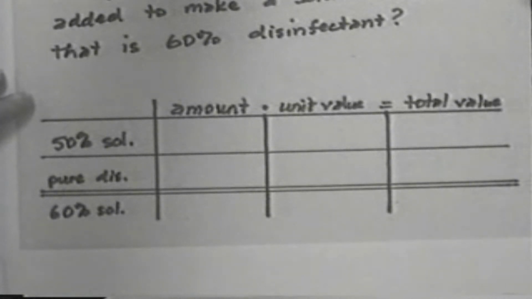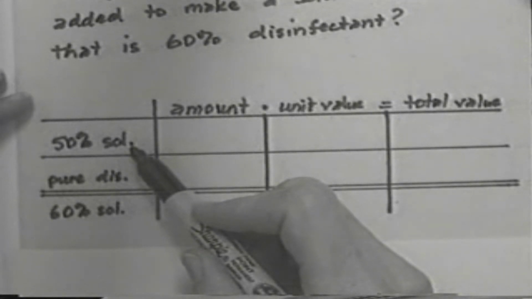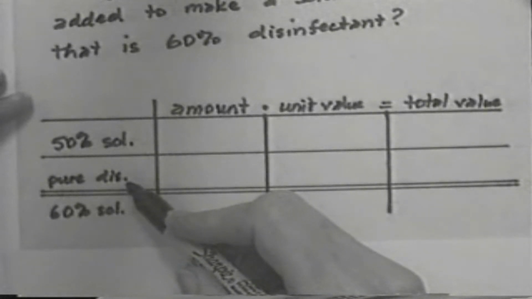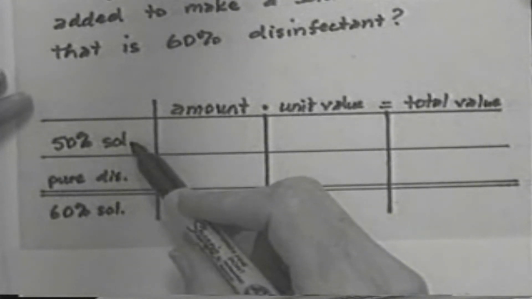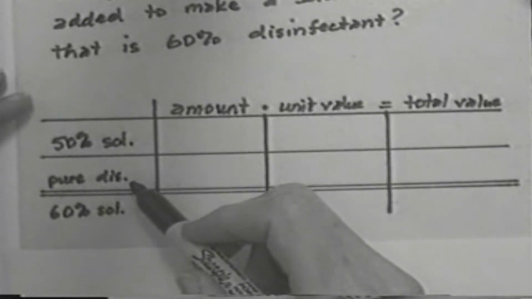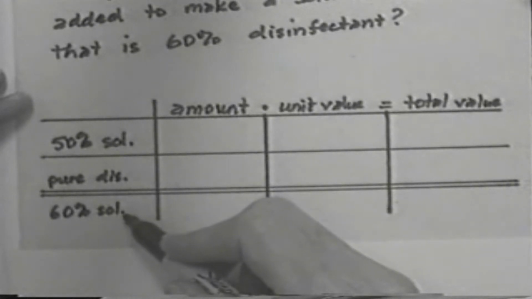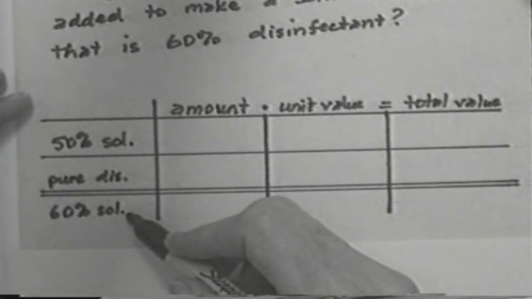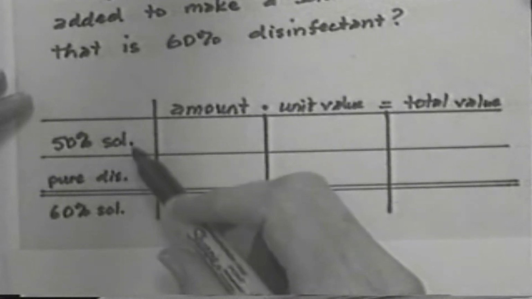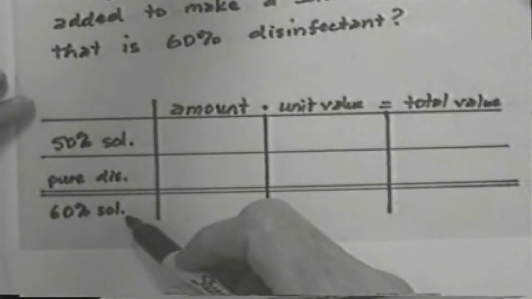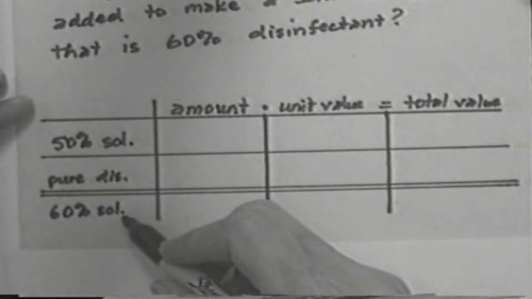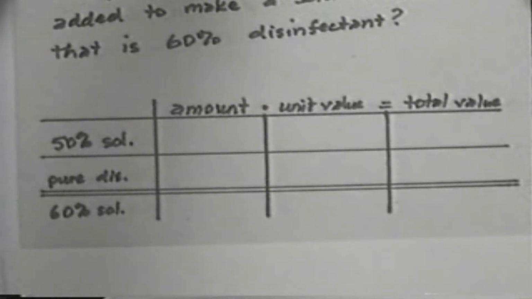We're mixing two things this time, 50% solution, pure disinfectant, and 60% solution. 50% solution first, pure disinfectant to be put in with it, and then 60% solution. Notice the 60% solution is actually the mixture, a mixture of the 50% and the pure disinfectant. But I'm writing the 60% solution here since that's the level of strength needed in the mixture at the end. Let's fill in the numbers.